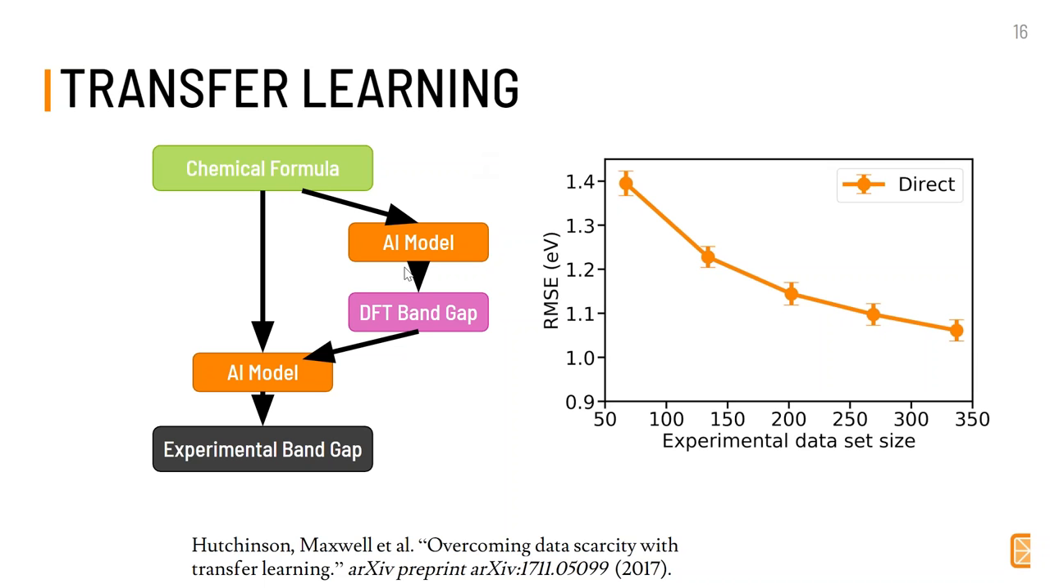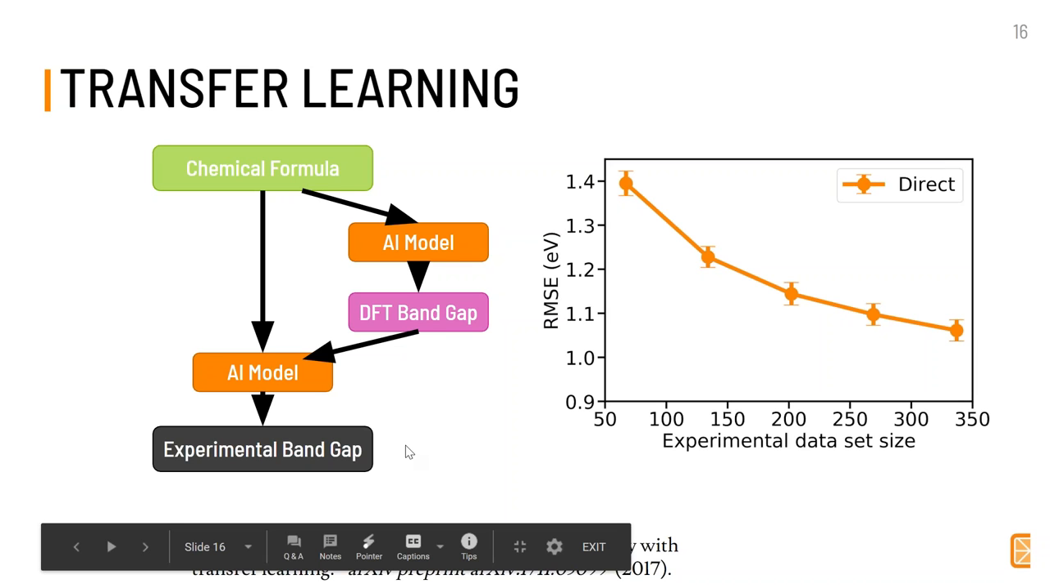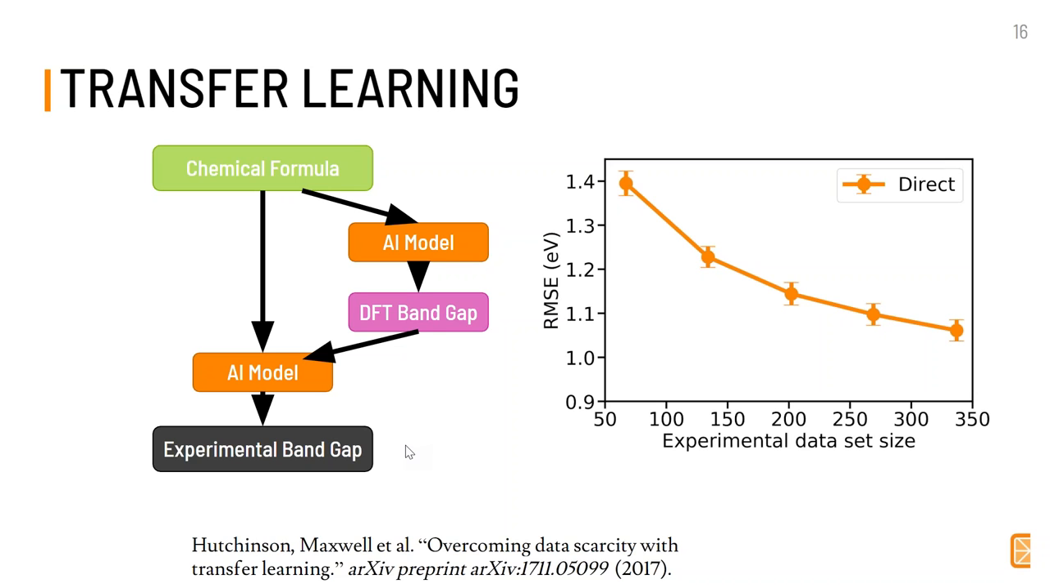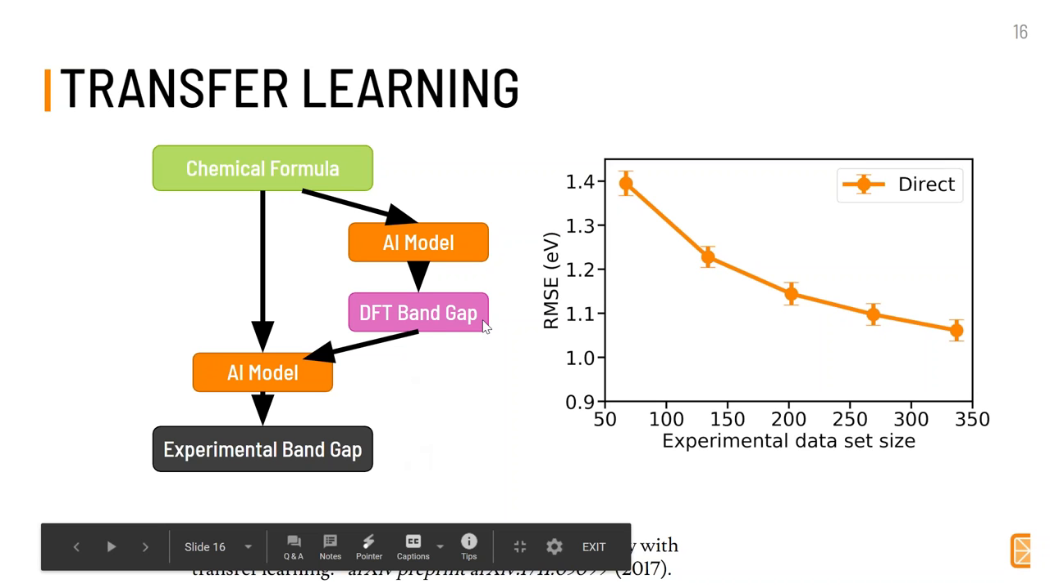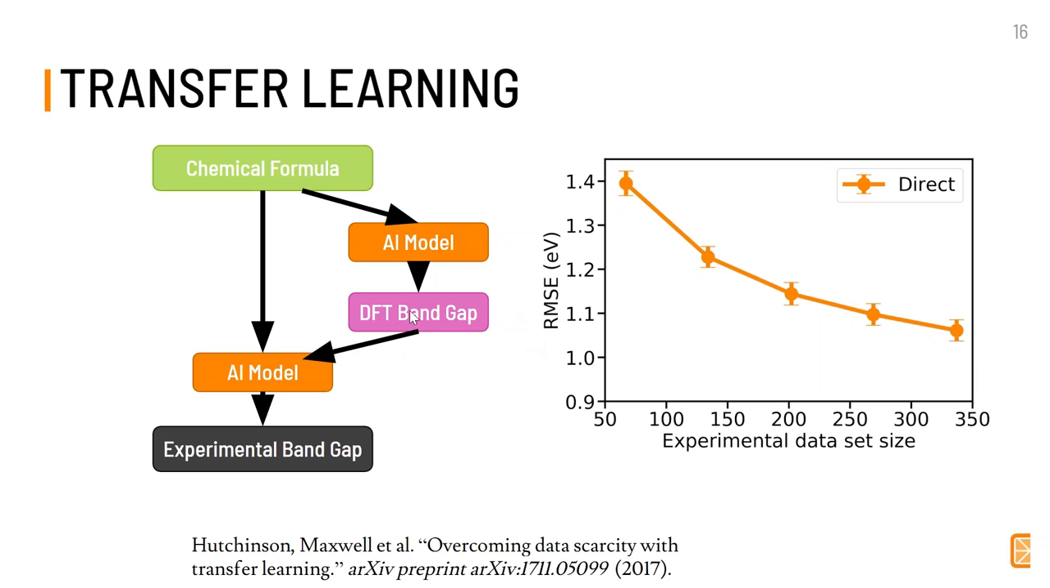So we take the output of the DFT band gap model and we use it as an input. You can think of it as a machine learned feature to the experimental band gap model. And this structure has two nice things about it. The first is that if there are systematic errors in the DFT band gap, we don't particularly care. There are systematic errors in the DFT band gap, but what we care about is the information content of this as a feature. So you could think of it as a cancellation of error through the stack.